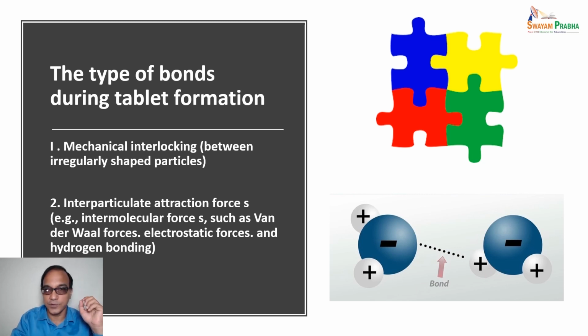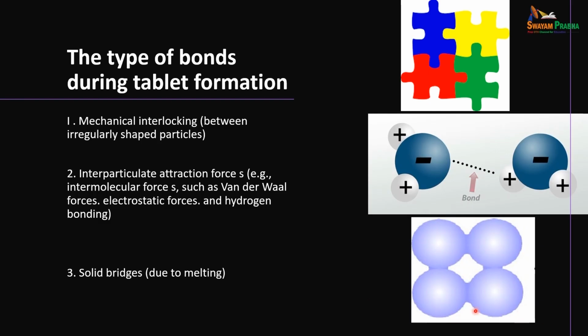Okay, the compaction force. Now we move to the next type of bond, you can say solid bridges due to melting. You can see these solid bridges are formed. These are the third type of bonding after mechanical interlocking and interparticulate attraction forces. So one, two, or maybe all three of these forces may be responsible for tablet compaction. Okay.